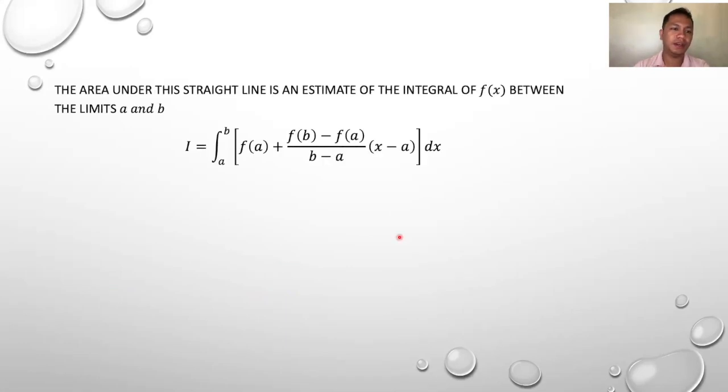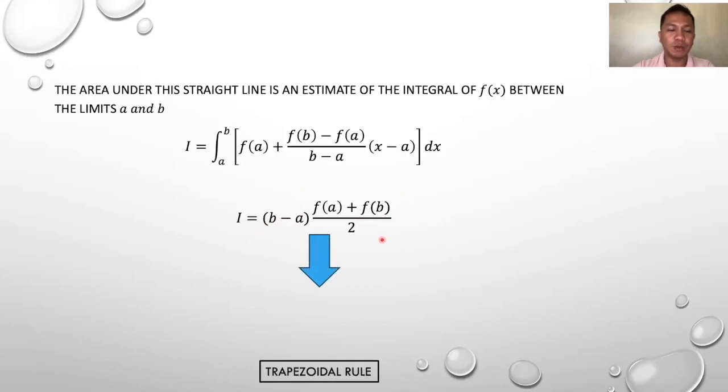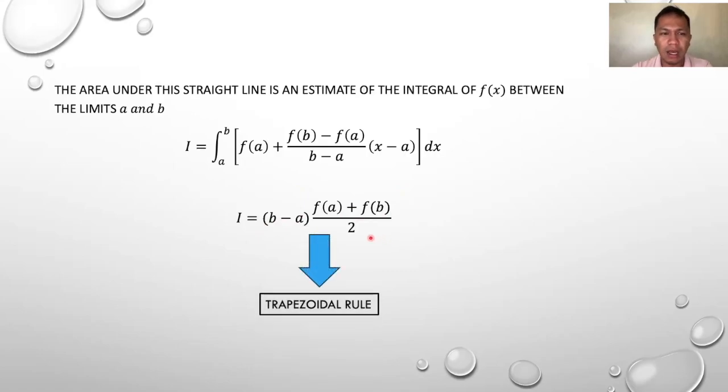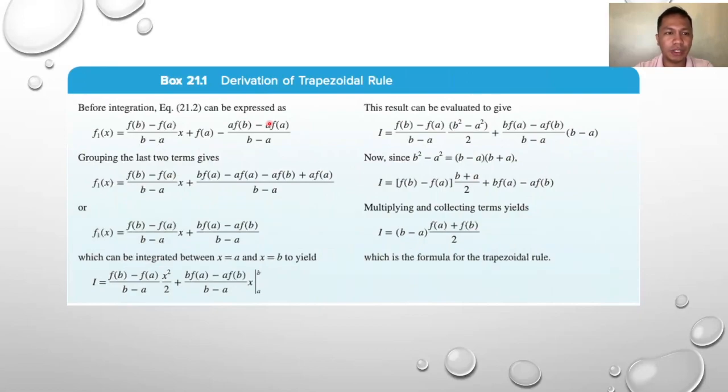The result of the integration is the area under the straight line, which is an estimate of the integral of f of x between limits a and b. So this one, and this becomes this, that is equal to I is equal to quantity b minus a, times fa plus fb over 2. And this is what we call the trapezoidal rule. How were we able to get to the trapezoidal rule? This is the derivation of the trapezoidal rule.